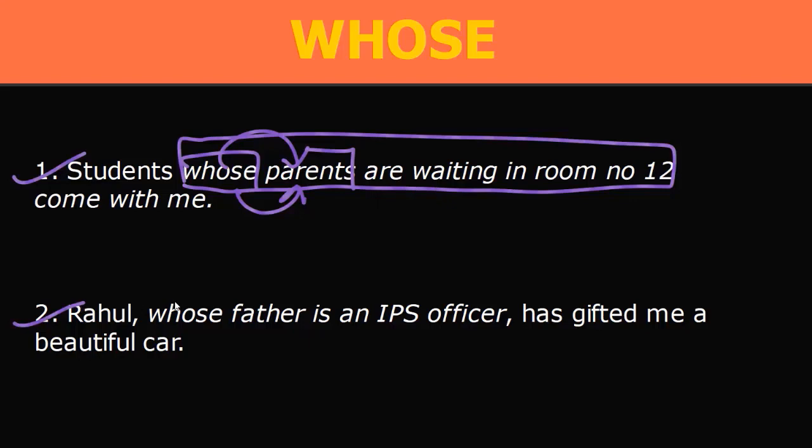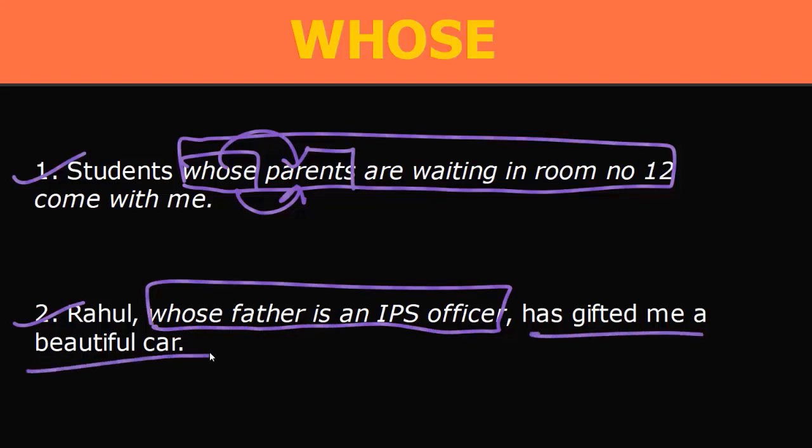Second example, Rahul, proper name. So whatever information I give about Rahul is going to be non-essential. Whose father is an IPS officer, non-essential information, has gifted me a beautiful car. The core sentence is Rahul has gifted me a beautiful car, right? And I'm just giving information about Rahul, talking about his position. Whose father is an IPS officer, right? But since Rahul is a proper name, this information is non-essential. And since it's non-essential, we have commas to offset it. All right. So this is how we use these pronouns in a relative clause.